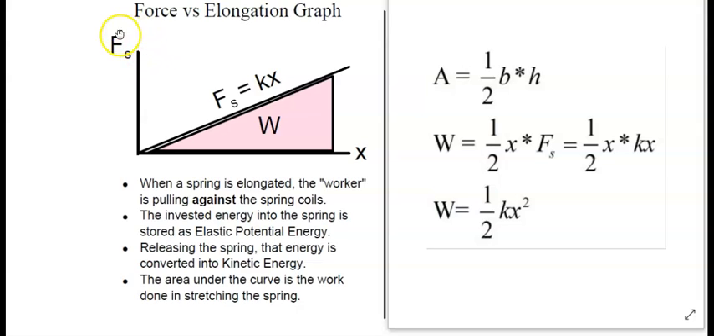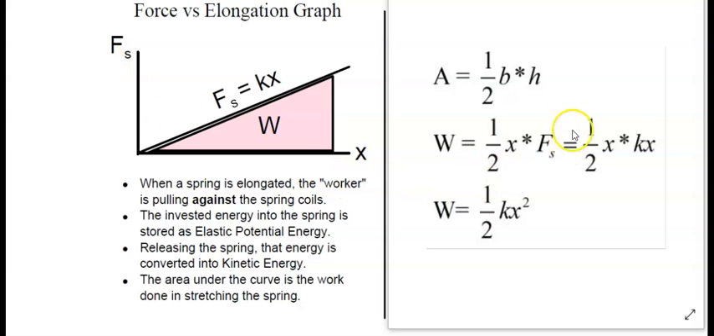If we place the applied force on the y-axis and the elongation on the x-axis, then we realize that the slope of this line is K, the pull to stretch ratio. What about the area under this line? Well, we know that the area of a triangle is 1/2 base times height. And the base is x for elongation, and the height is the spring force.